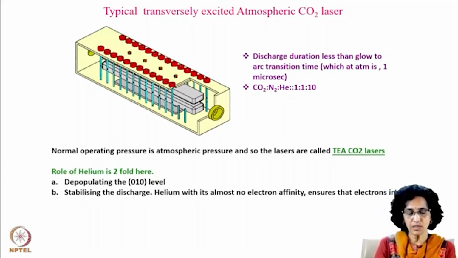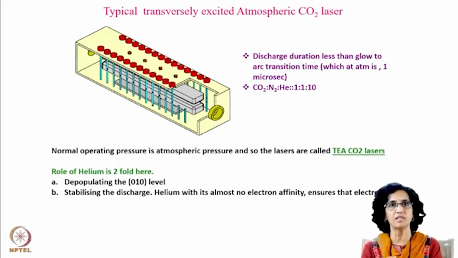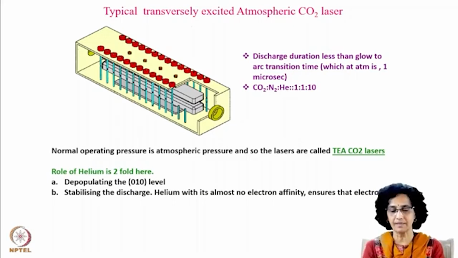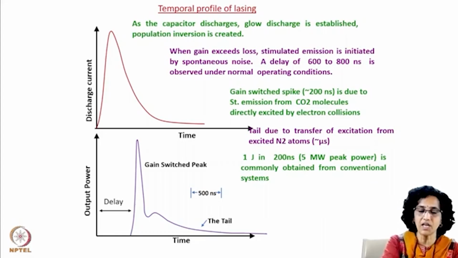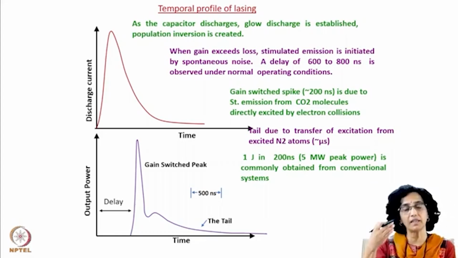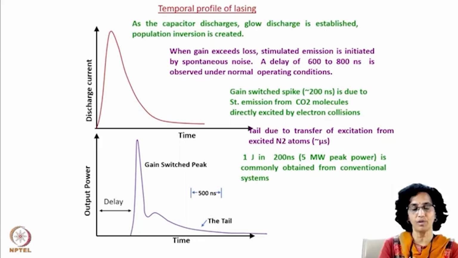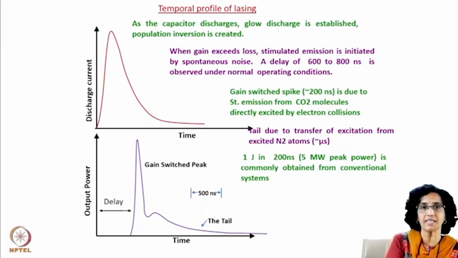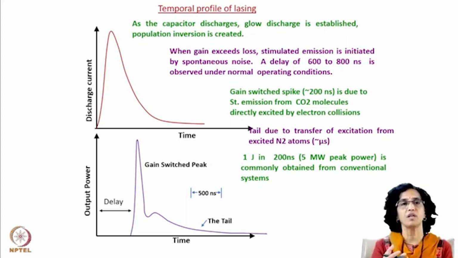And we also saw the role of helium, that it has a twofold role. One is, of course, depopulating the 010 level, but it also stabilizes the discharge. We also saw the discharge current, that the peak current can be in kiloamperes, and the corresponding laser output. We have seen that the laser output gets delayed with respect to the current pulse, and that this delay could be a few hundreds of nanoseconds.